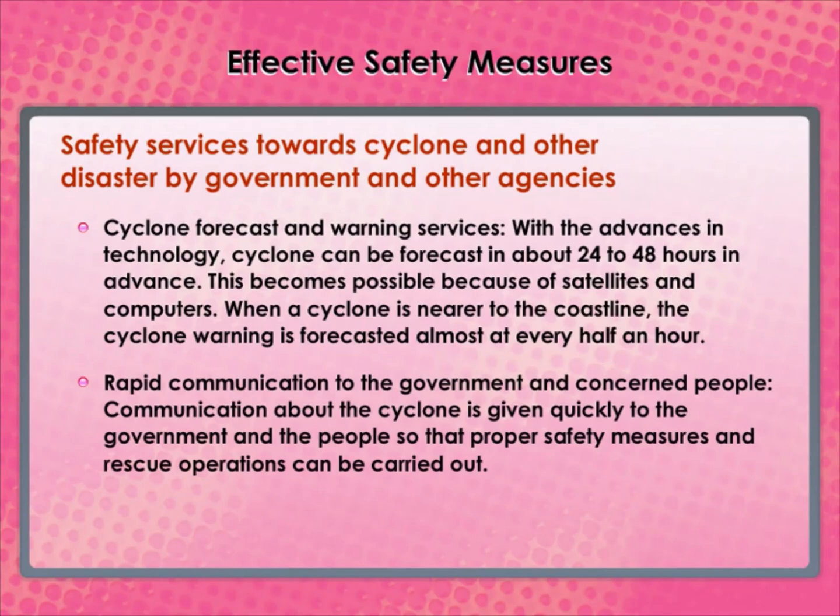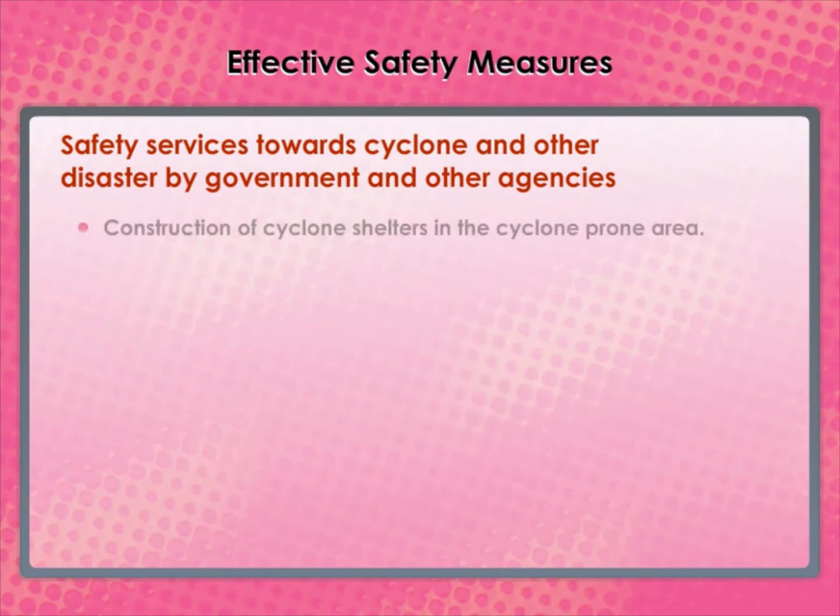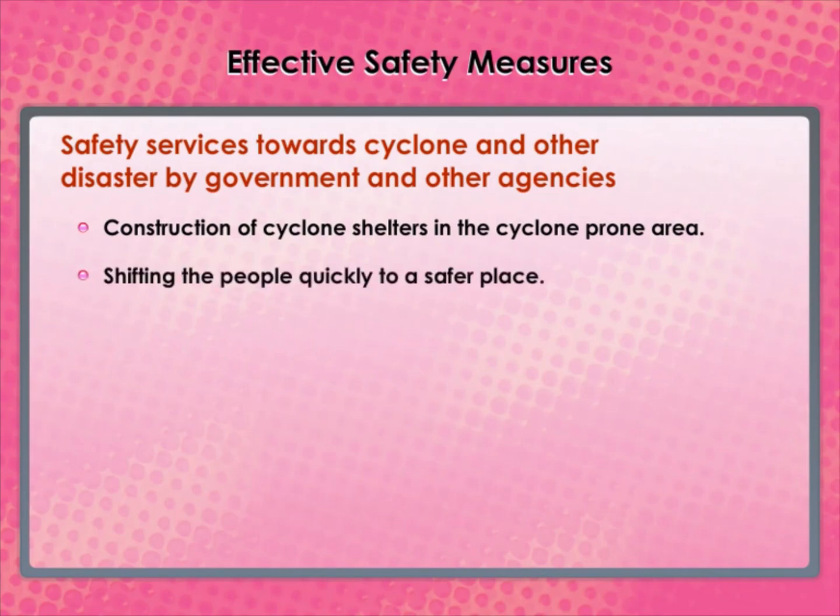Rapid communication to the government and concerned people. Communication about the cyclone is given quickly to the government and the people so that proper safety measures and rescue operations can be carried out. Construction of cyclone shelters in the cyclone-prone area. Shifting the people quickly to a safer place.